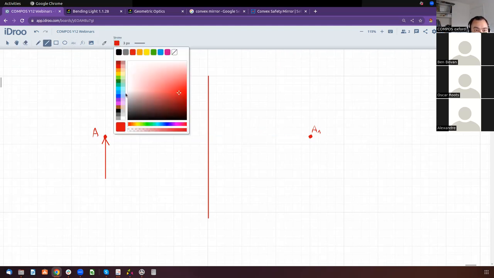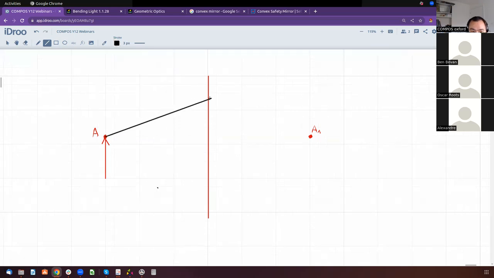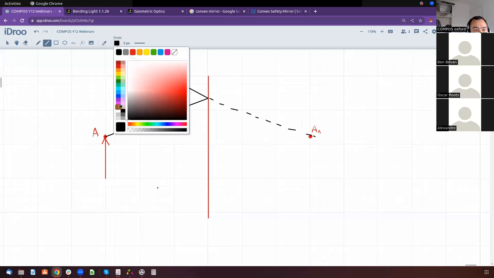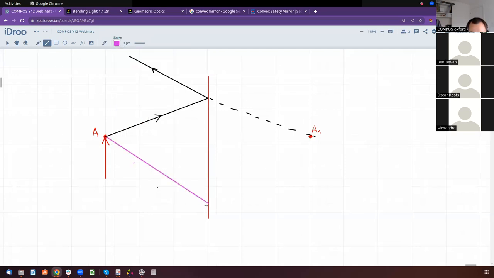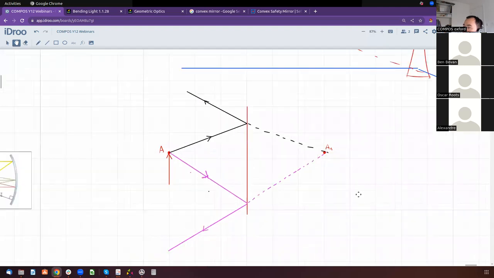And now we draw rays of light. So if a ray of light is going like this, it will bounce like this. So it's coming from A1. If you have another ray, like this, for example, it will bounce like this. It is coming from A1. So for any mirror, rays coming from A will go through A1. They don't necessarily intersect, but their mathematical extensions will intersect. Does that make more sense?